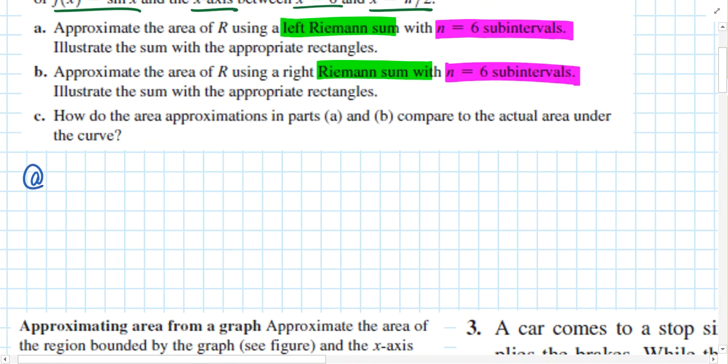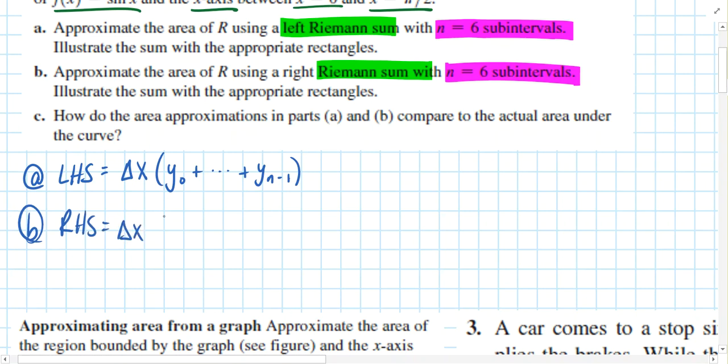Now don't forget that the method for finding the left-hand sum, we called it LHS in class, is simply the change in x times the initial y value up to the second to last y value. And for our right-hand sum, we're using the change in x value from y sub 1, which is technically the second point, all the way up to the very last point.